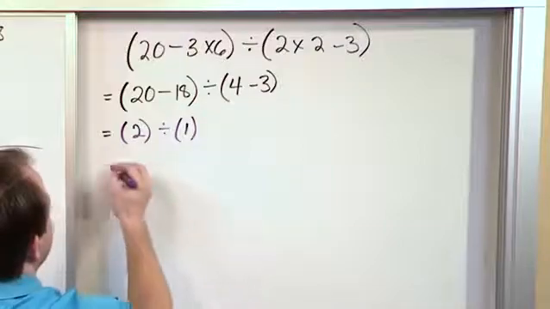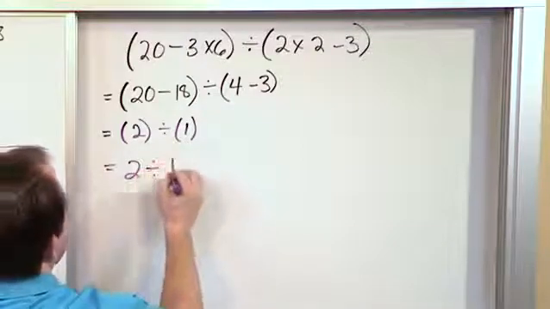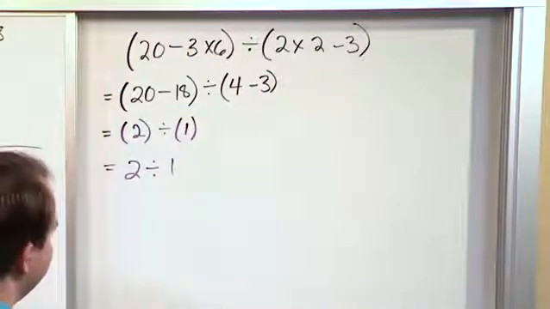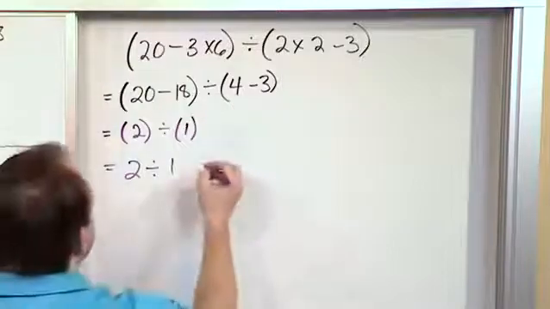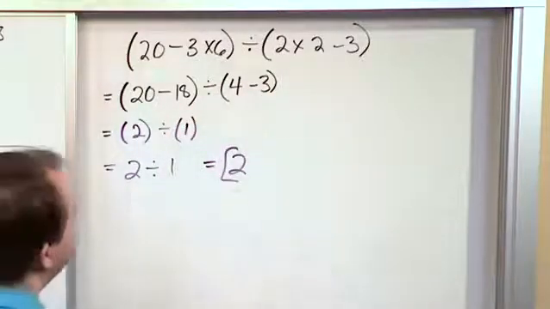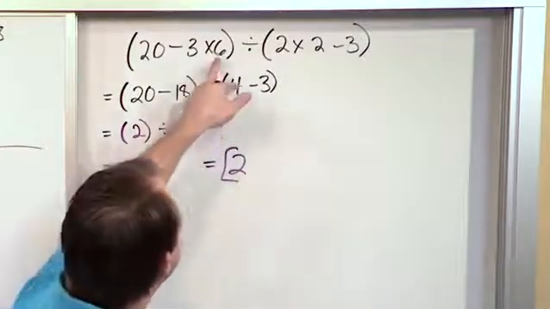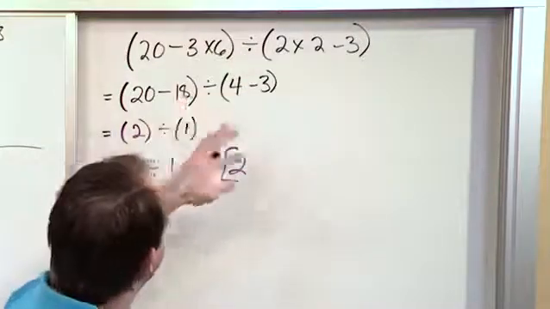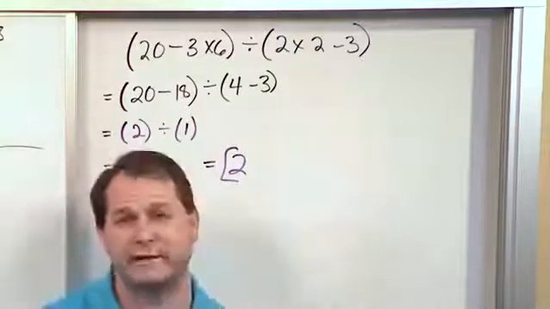So I have my parentheses here. I'm free to drop these parentheses now because they don't serve any purpose just going around one number. And 2 divided by 1 is 2. So the answer to this whole entire thing is 2. Now if you start doing crazy things like 6 divided by 2 first, like don't do the parentheses first, you're not going to get the right answer.